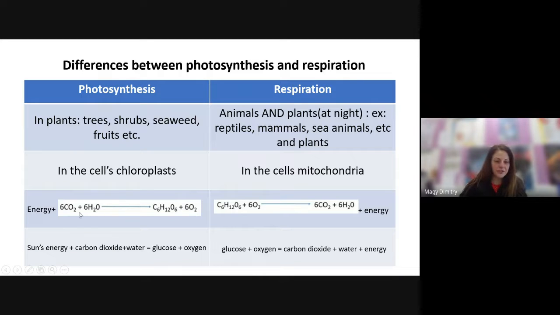I forgot to mention, we have 6 times 2, 12 oxygens, plus another 6 here. So that's 12 plus 6, 18 oxygens. And the same thing here, 6 plus 12, 18. But who can tell me how many hydrogens I have?